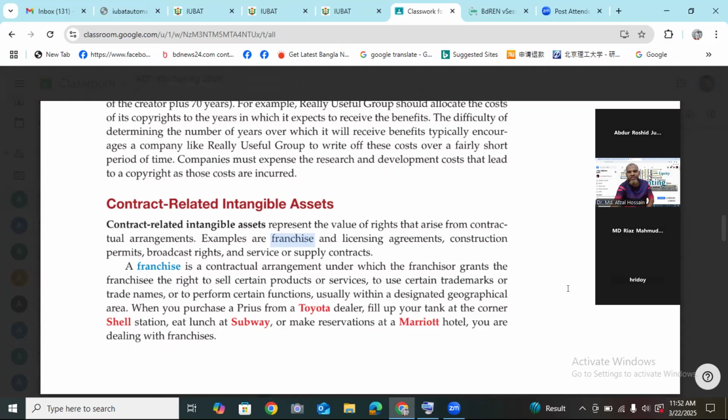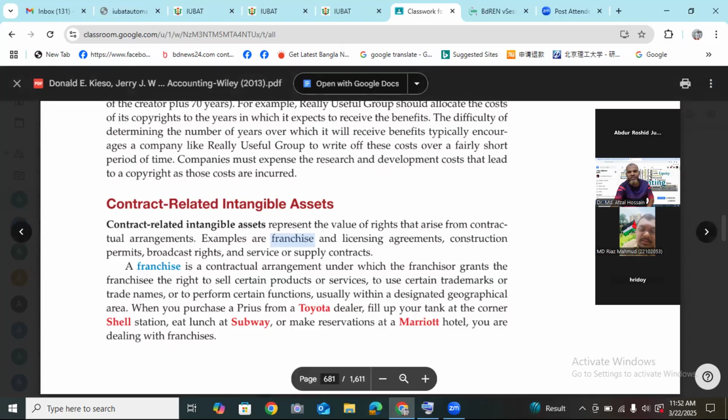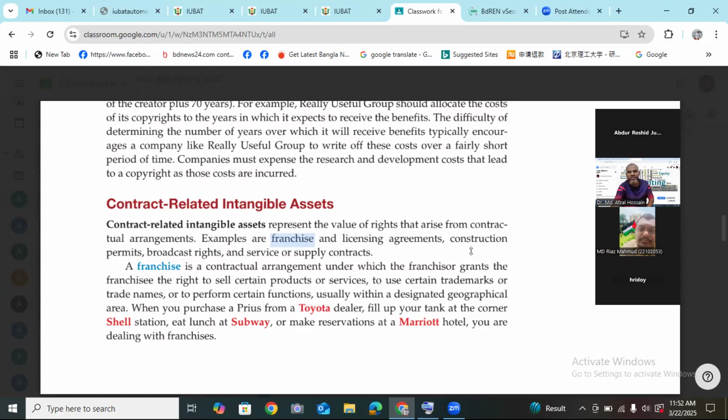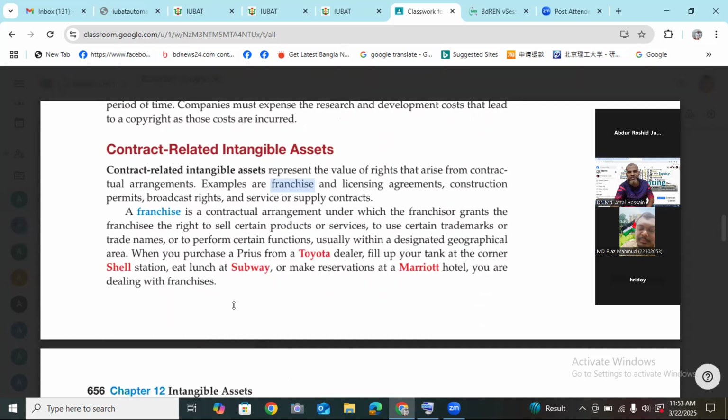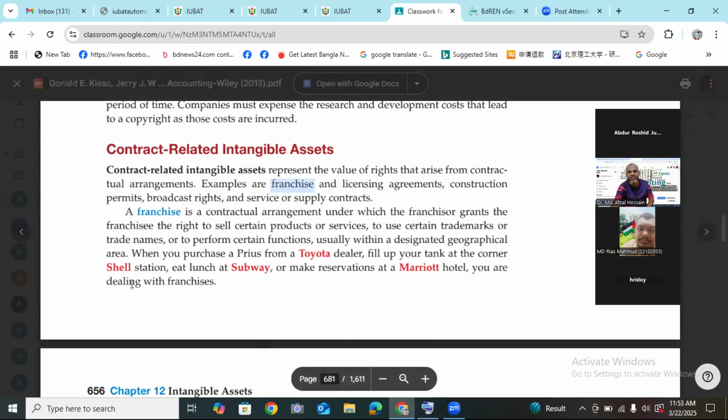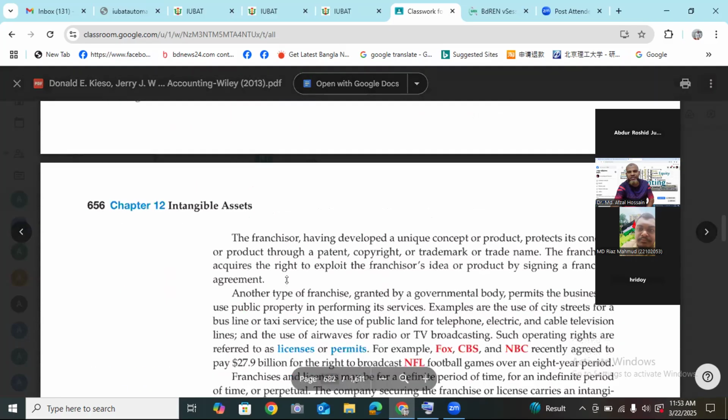Say for example, in Bangladesh, KFC chicken, Pizza Hut, McDonald's, they give the franchise, isn't it? So franchise is a contractual agreement under which the franchisor grants the franchisee the right to use certain products or services, to use certain trademarks or trade names, or to perform certain functions. Then, for example, a Toyota dealer, or filling up your tank at a Shell station. So you understand this example.